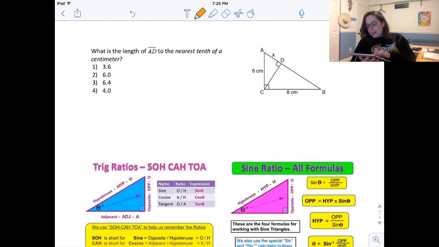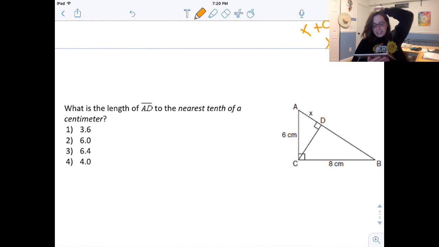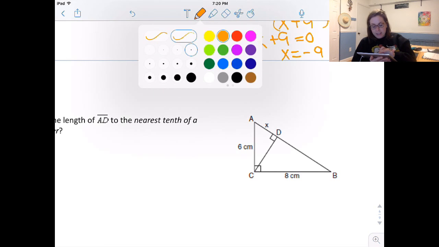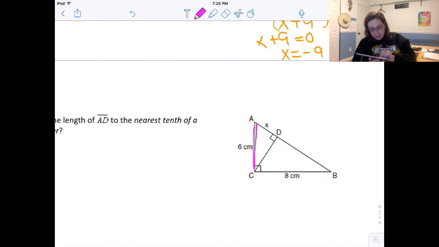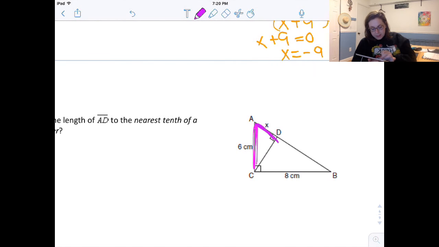All right, last one of these, and then we're going to start with trig. So what is the length of AD to the nearest centimeter? All right, let's set up what we can. There's multiple ways to do this one. What I would look at is, I know that this is 6, and I know I want this. So if I could figure out this whole length, I could figure this out.